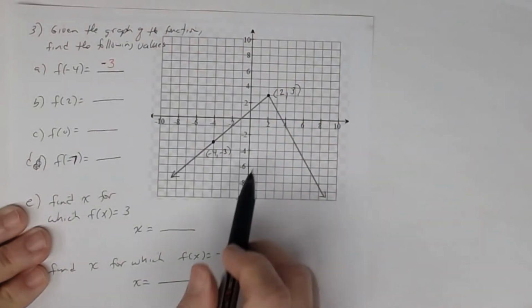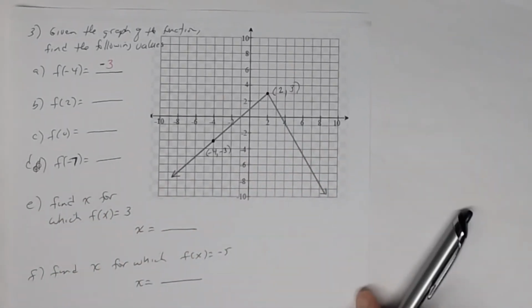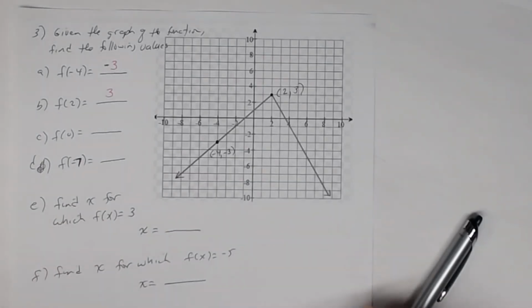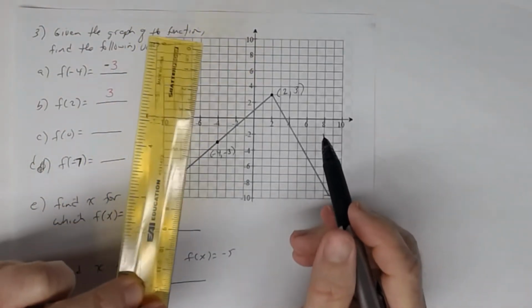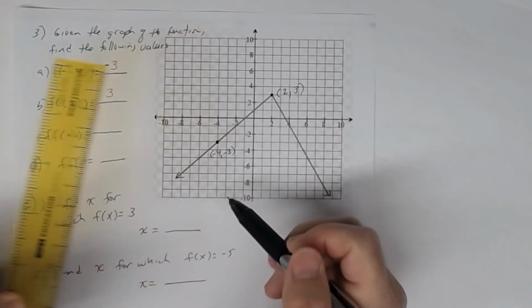And so now we can answer the question. When x is 2, what's my y value? Well, my y value is 3. So f of 2 is equal to 3. It helps if you use something like a ruler and then you put a dot on the graph and you label the points. It does help.